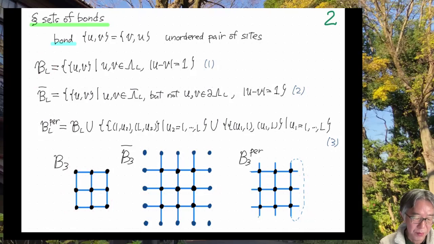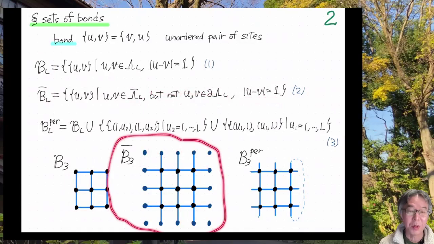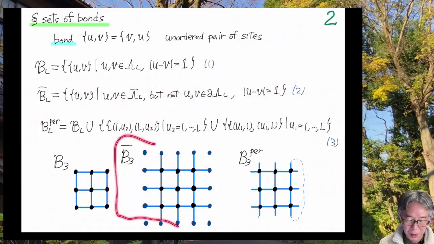We also define B bar L for the larger lattice. Again, u and v belong to the larger lattice lambda bar, and the distance between u and v is 1. But we also require that it doesn't happen that both u and v belong to the boundary. Okay, so without this condition, we would have to consider all these bonds, but we don't need them. I think the picture will be enough. So this is the definition of B bar.